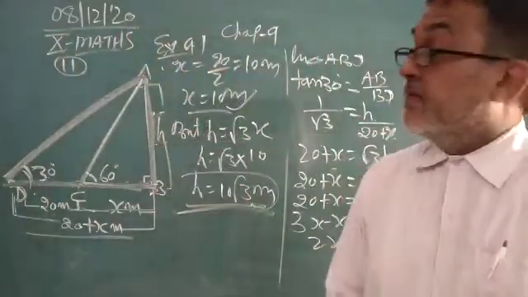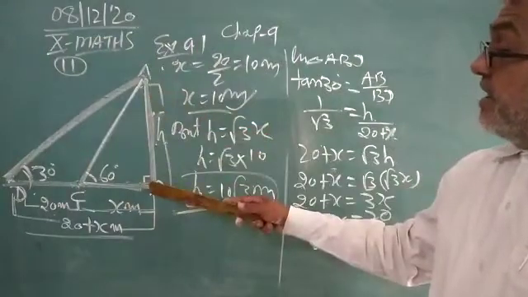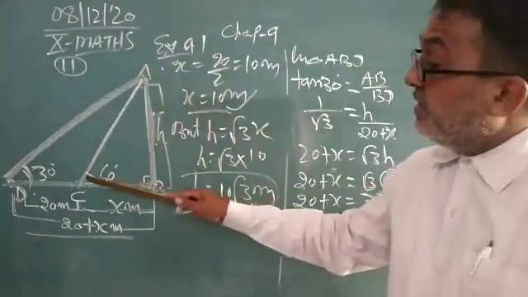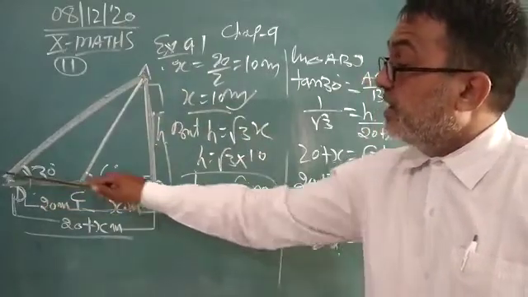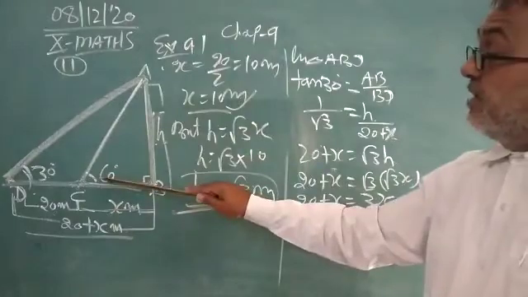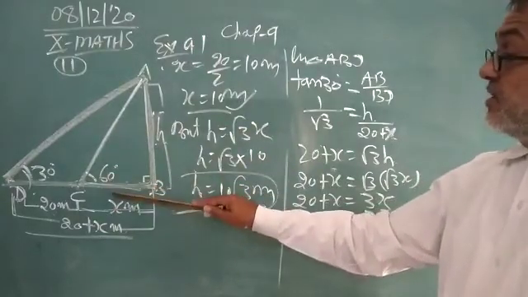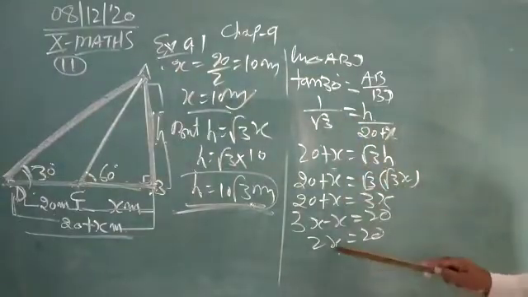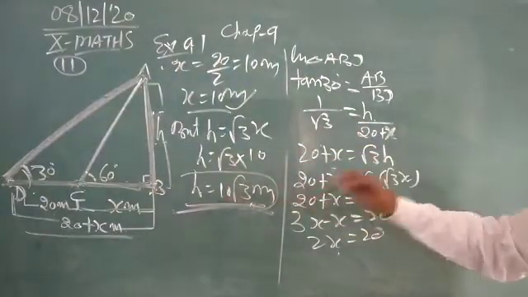Today again I repeat: TV tower H meters, point away, 60 degrees, reach far away 20 meters, total distance is 20 plus X. Tan 60 is root 3, H upon X equals root 3; tan 30 is 1 upon root 3. Cross multiplication, obtain the value of X and H.